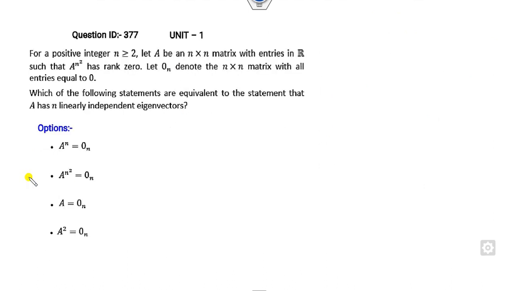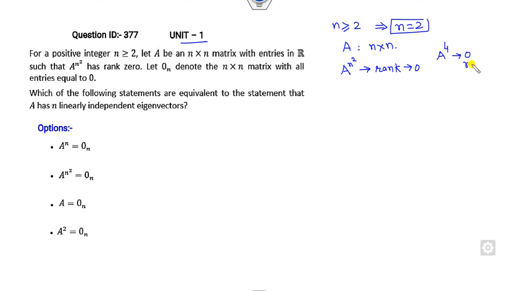Look at another one. This is again unit 1. That's a very simple question. A positive integer n which is greater than or equal to 2. So I can simply take n is 2, such that A is an n cross n matrix and A of n square has rank 0. Fine. So if I consider n as 2, it means A raised to power 4 has rank 0. And that is the 0 matrix.